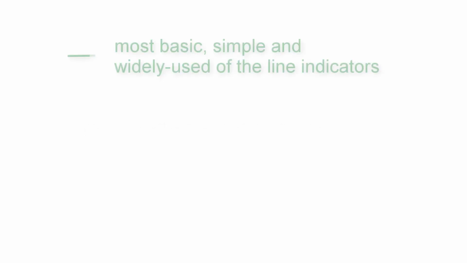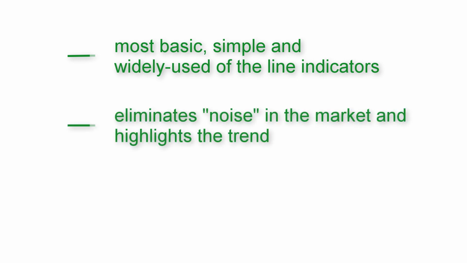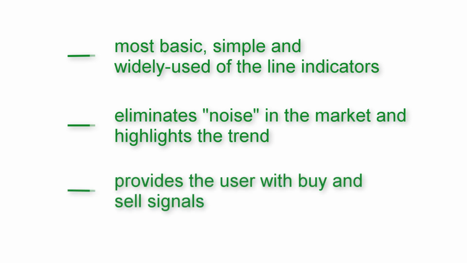The moving average is perhaps the simplest and the most widely used of all the line indicators in technical analysis. It is often used in conjunction with other line indicators to eliminate noise or to highlight the trend. It also provides the user with a buy signal close to the bottom of the trend and a sell signal close to the top. How does it work?